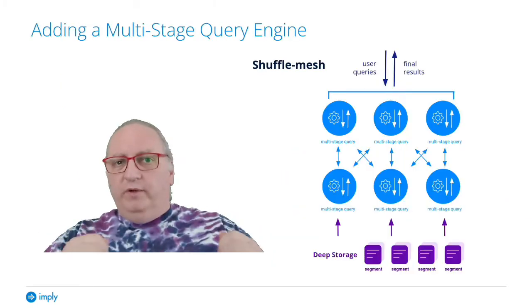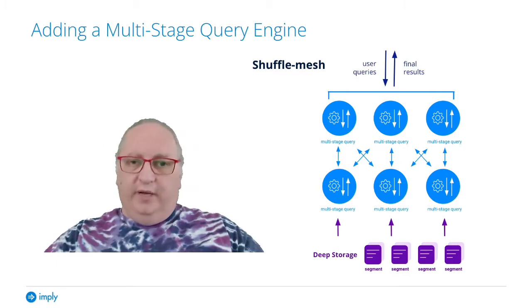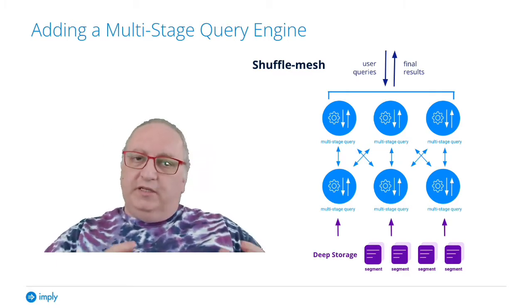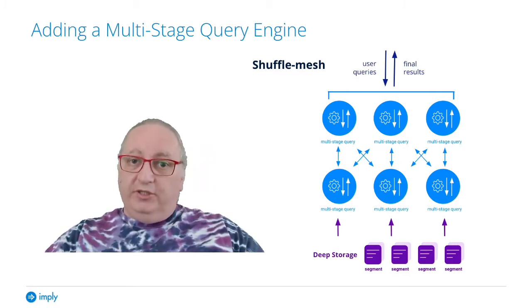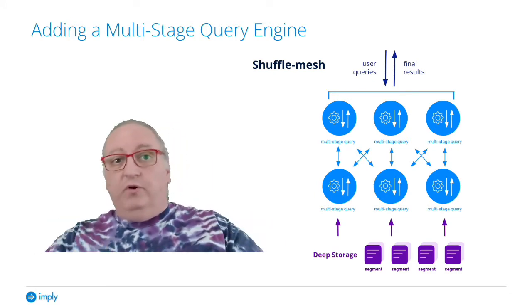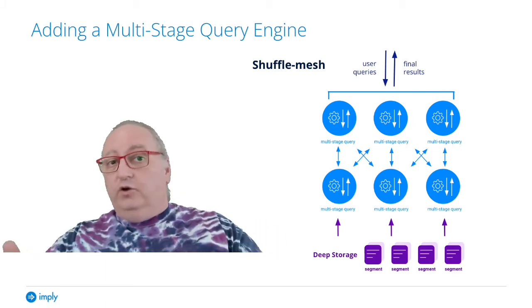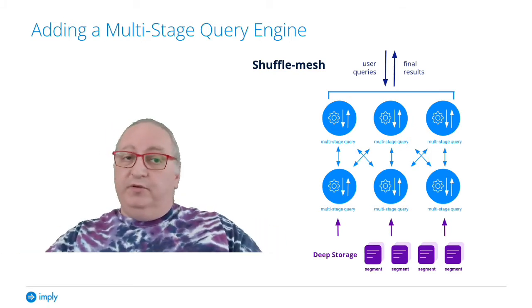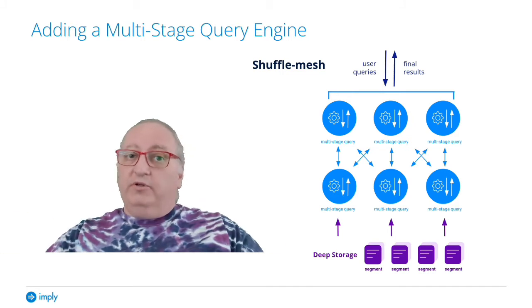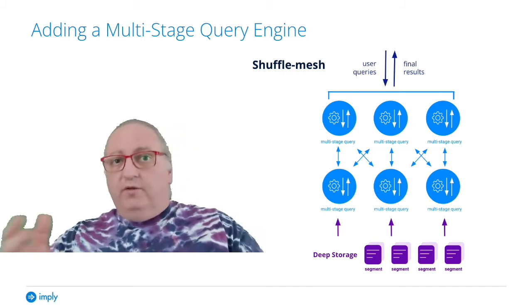But there's more that we want to be able to do, so we're adding an additional multi-stage query engine. So this is based on a different technology called Shuffle Mesh, and it adds some new capabilities. Now, as a developer, you don't have to worry about which query engine to use because Druid will automatically look at the query you're running and decide whether it should be using the core query engine or the multi-stage query engine. So what are those new capabilities?